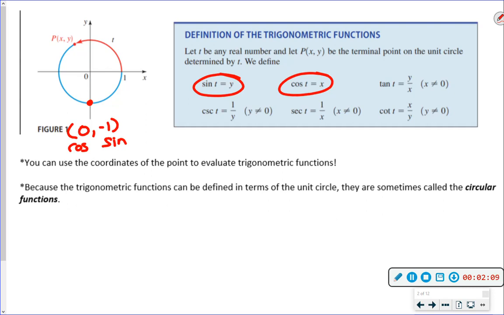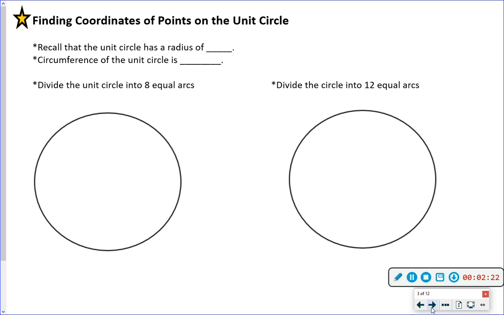So we're going to use the coordinates of the point instead of opposite over hypotenuse, adjacent over hypotenuse, all of that good stuff. And of course, because we're using the unit circle, sometimes they reference these as circular functions, just for whatever excitement that is for you, their little terminology.